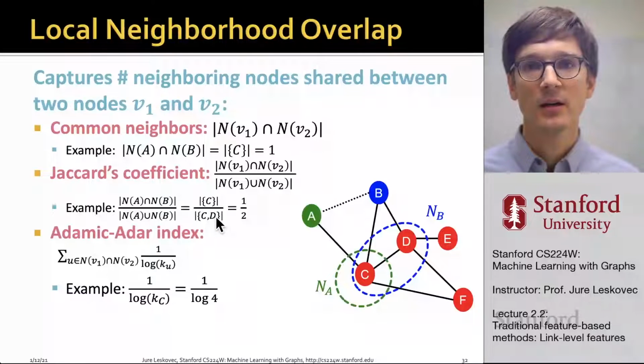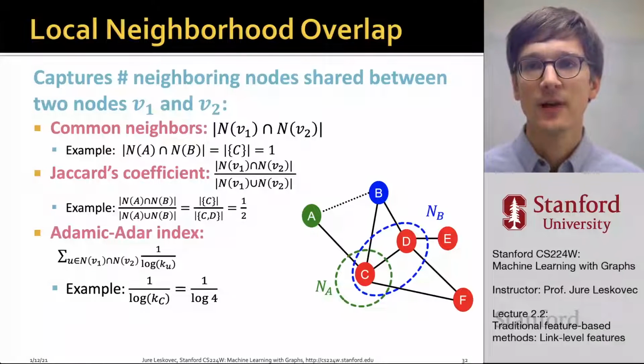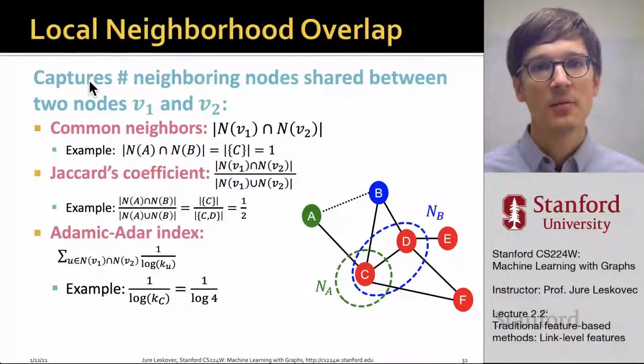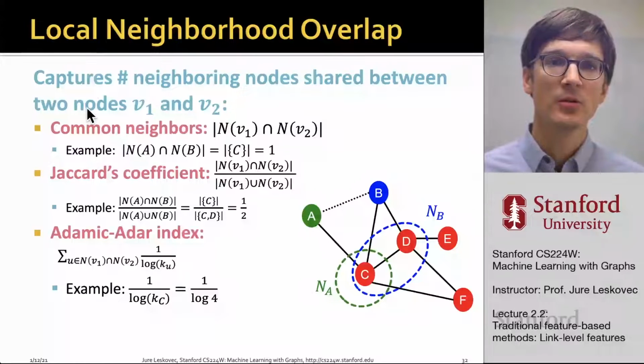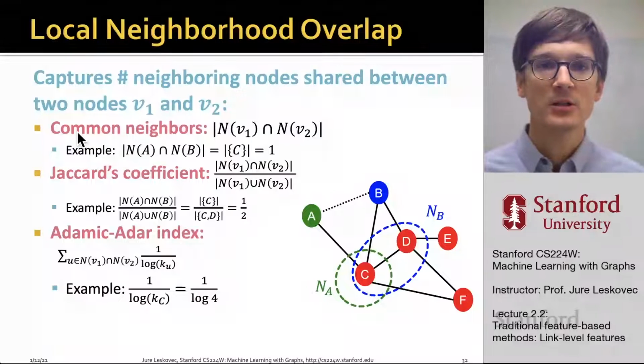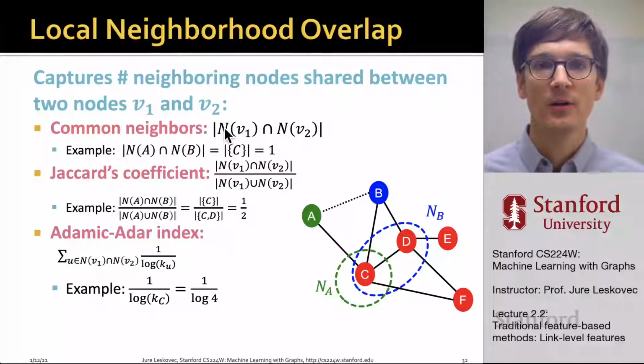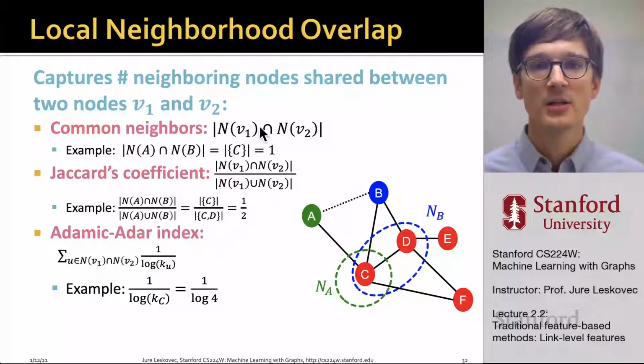So the way we can try to capture the strength of connection between two nodes is to ask how many neighbors they have in common. What is the number of common friends between a pair of nodes? This is captured by the notion of local neighborhood overlap, which captures the number of neighboring nodes shared between two nodes, V1 and V2. One way to capture this is to simply ask what is the number of common neighbors? We take the neighbors of node V1, take the neighbors of node V2, and take the intersection of these two sets.